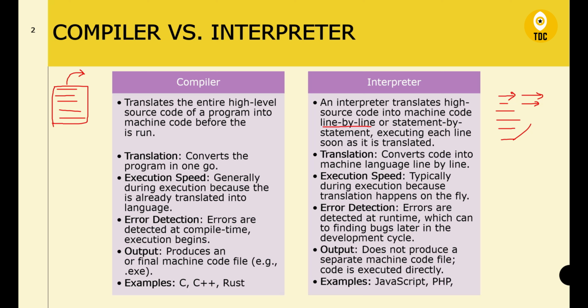But when it comes to interpreter, what happens is, there might be an error in line 4, but still the code will execute because the first, second, third line doesn't have any issues. So the first three lines will be executed, and then it will throw the error in case of interpreter. But in case of compiler, if there is any line which has an error, my entire code will not even start to execute. So that's the whole difference.